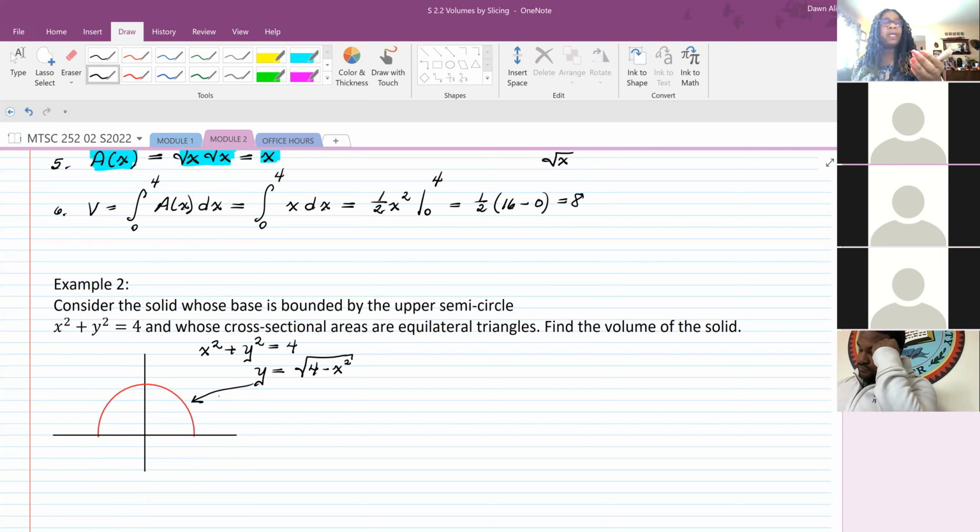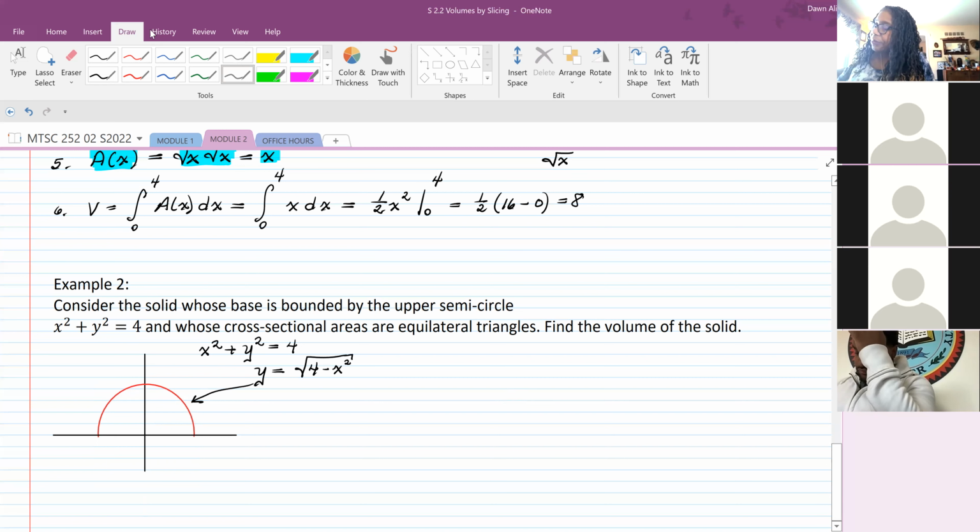So that's the base of my paperweight. If I pick my paperweight up and looked at the bottom of it, I would see a semicircle. Put it back down on the ground, and the things sticking up out of it, the cross-sectional areas are squares. No, they're not. The cross-sectional areas are equilateral triangles.